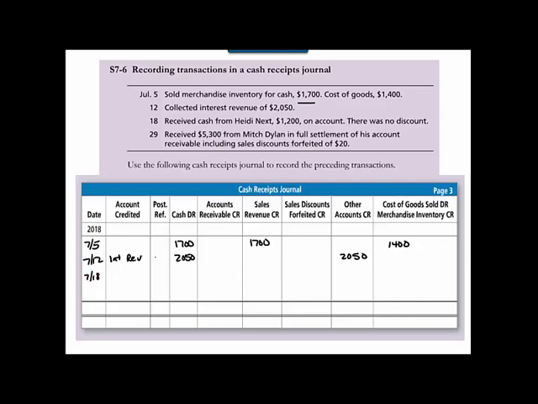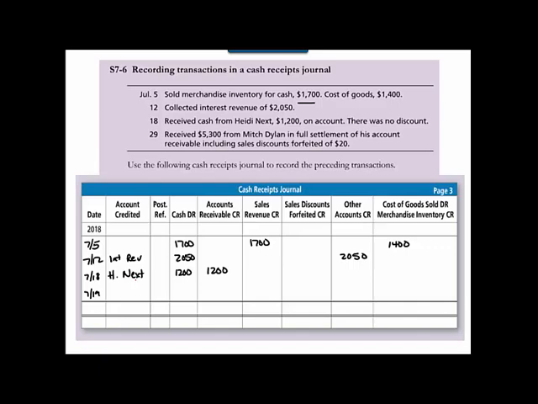And then on the 18th, Heidi Next paid on her account. So on 7/18, I would have debited cash because she paid me. I would have credited accounts receivable. And then I have to tell it which accounts receivable, which customer's account I credited, and that would be H. Next.